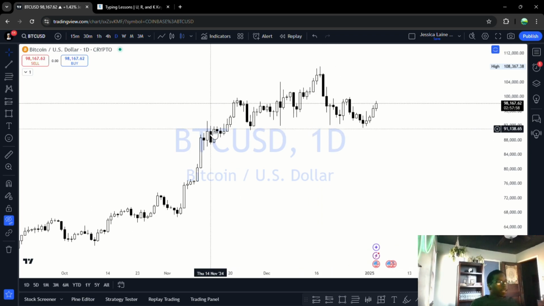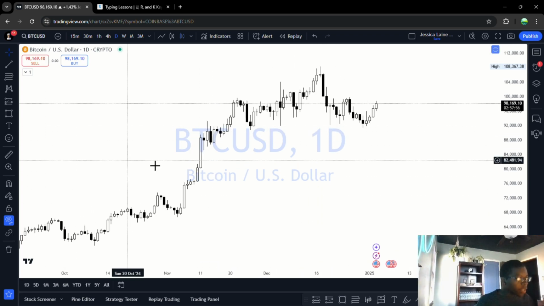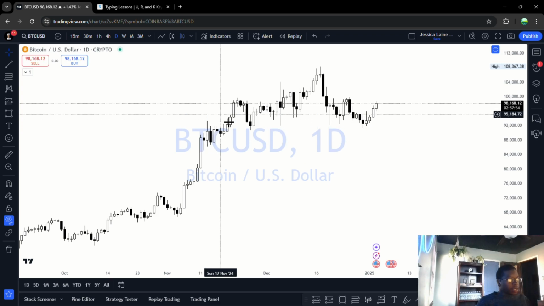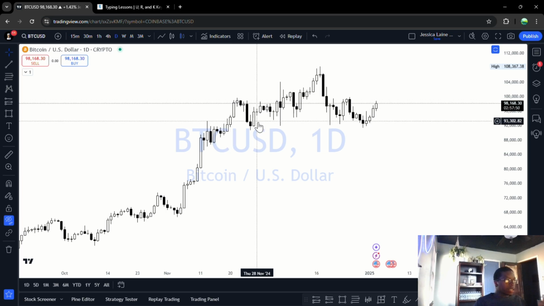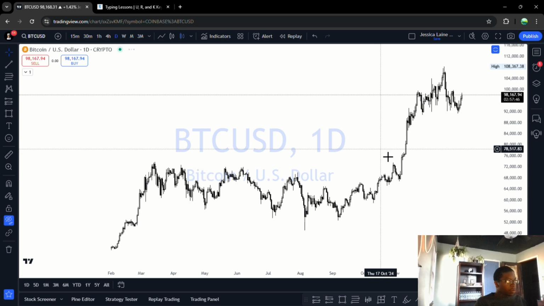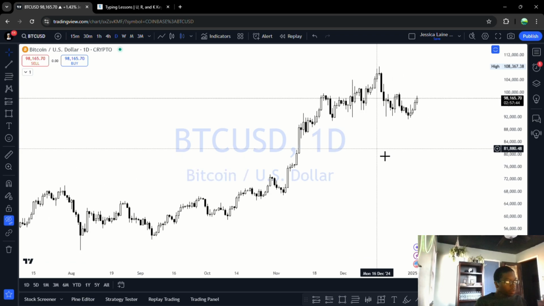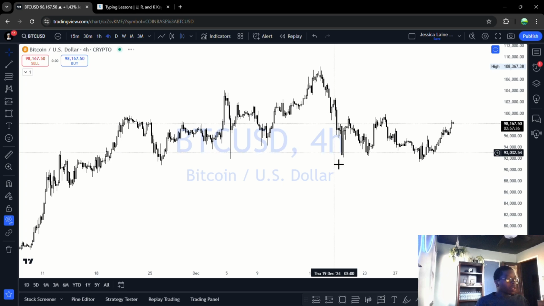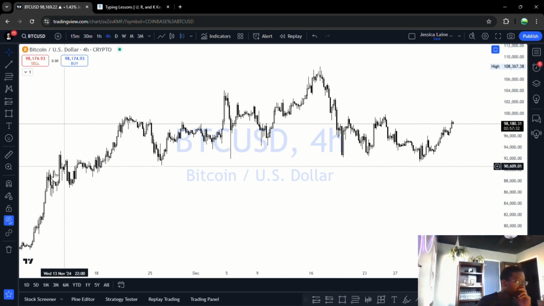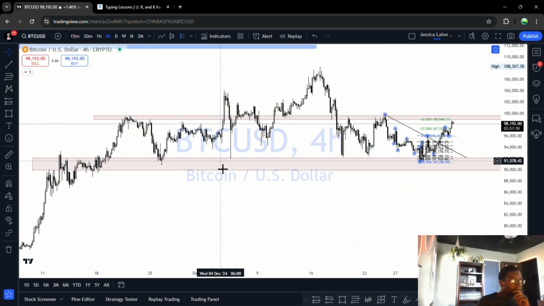We get down to our daily time frame. We see that price is trading within a level of support and resistance. Then you get down to your 4 hours, you get a closer look, kind of similar to your daily, but you get more candle details.